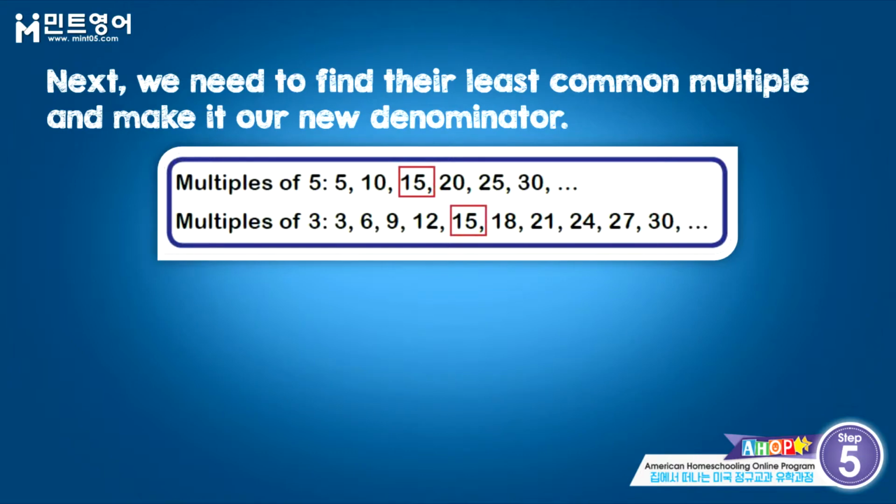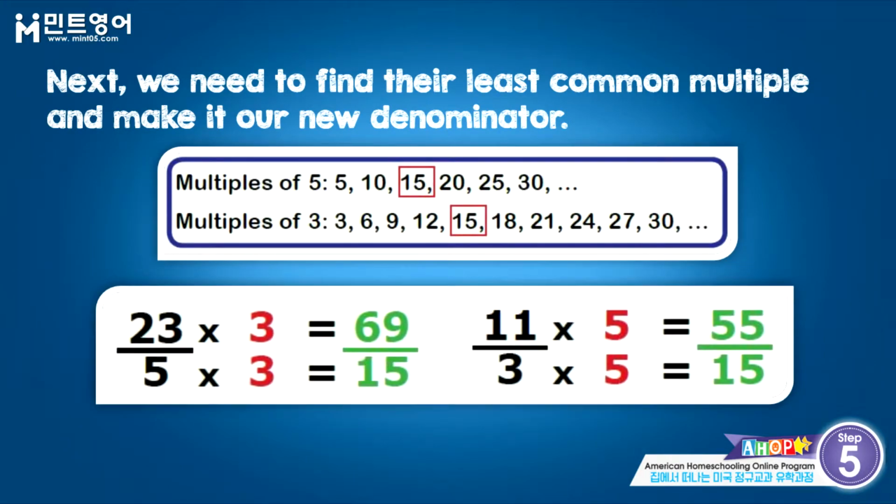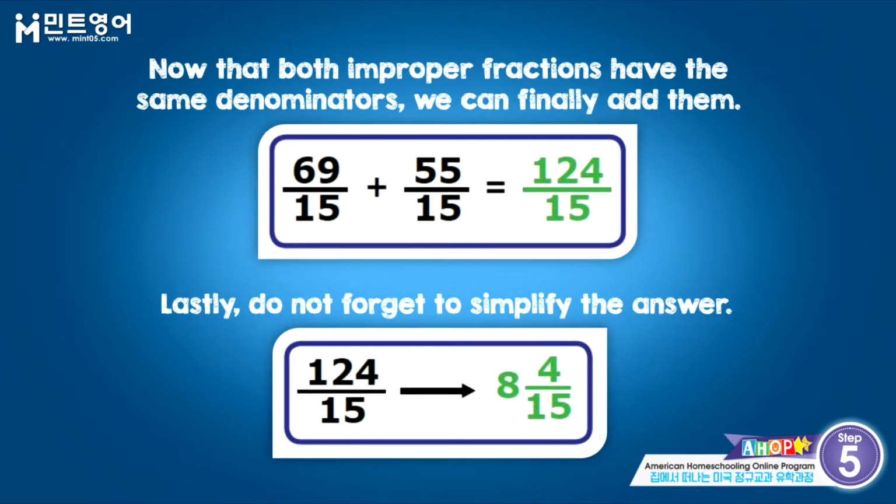Next, we need to find the least common multiple and make it our new denominator. 다음으로 우리는 최소공배수를 찾은 다음 새로운 분모를 만들어야 합니다. Now that both improper fractions have the same denominators, we can finally add them. 이제 두 개의 부적절한 분수는 동일한 분모를 가졌으므로 우리는 더할 수 있습니다. Lastly, do not forget to simplify the answer. 마지막으로 답을 단순화시키는 것을 잊지 말아야 합니다.